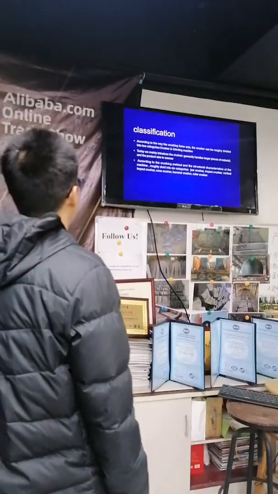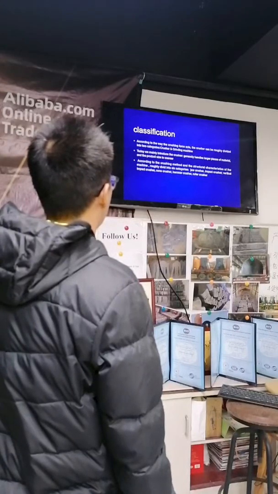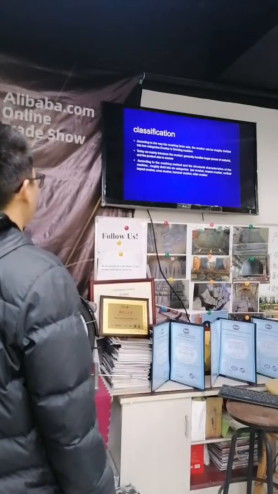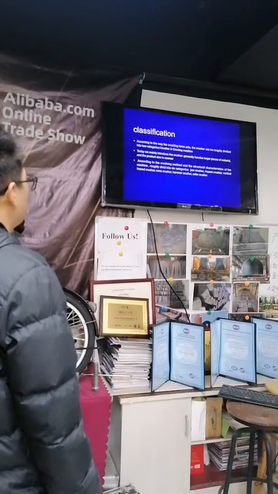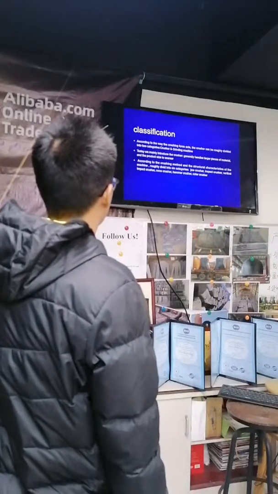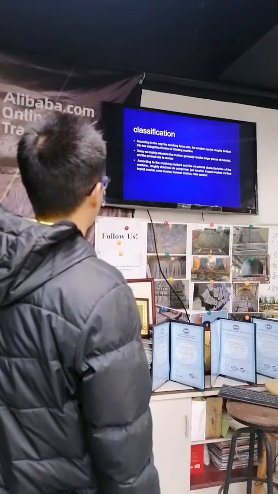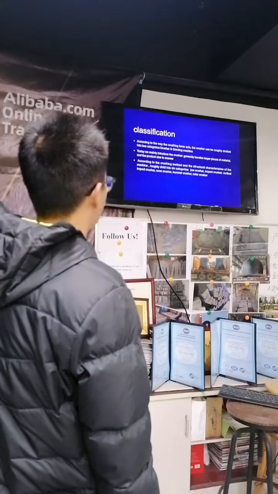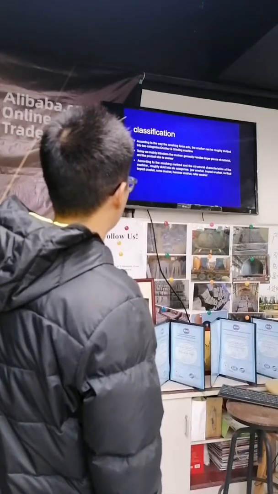The last part is about classification. According to the way the crushing force acts, the crusher can be roughly divided into two categories: crusher and grinding machine. The main introduction is the crusher, which generally handles large pieces of material, and the product size is coarser. According to the crushing method and structural characteristics of the machine, it is roughly divided into 6 categories: jaw crusher, impact crusher, vertical impact crusher, cone crusher, hammer crusher, and roller crusher.